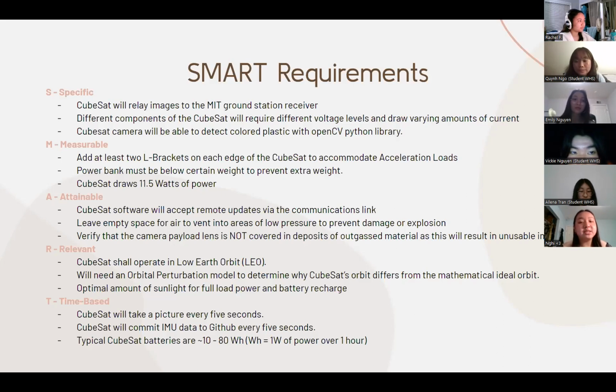Lastly, we have our time-based requirement, which is the T in SMART, where we present objectives that include a time frame. Here, our goal is that our CubeSat will take a picture every 5 seconds and will also commit IMU data to GitHub every 5 seconds as well. Lastly, the battery of our CubeSat should have around 10 to 80 watts per hour.